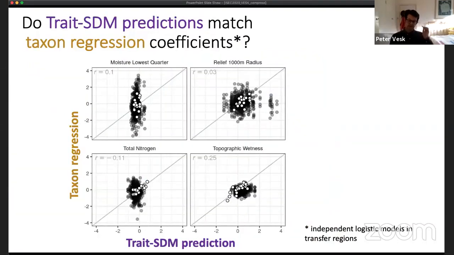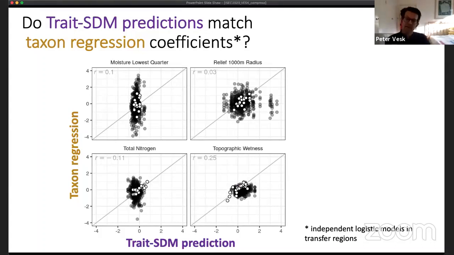Here is that comparison. On the x-axis, we have the trait SDM, predicting the coefficients for the 4 environmental variables, and here we have taxon regressions. If things were perfect, they would be lying along those 1-to-1 lines. For topographic wetness, at least we have a positive correlation. The highlighted ones in the front are those species in the reference region that occur elsewhere, and the ones in black are only those species that don't occur in the reference region at all. You can see some of these models are not doing very well. Some covariates are fitted well.